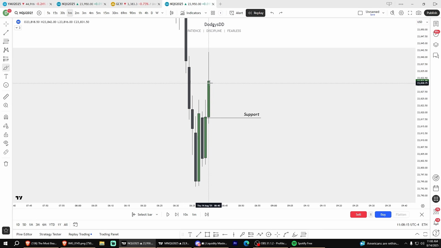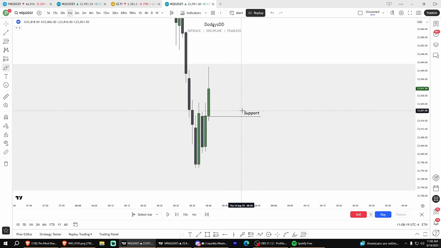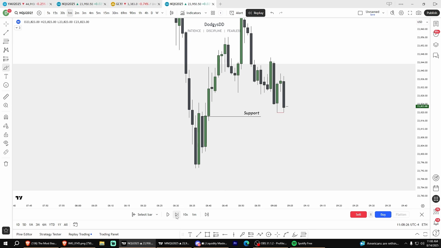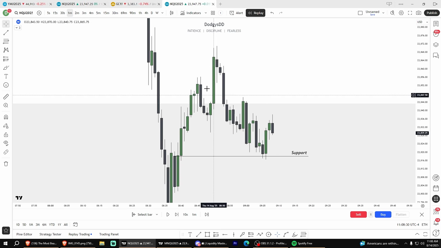Sometimes we go like this, sometimes we go like this. There's no way of telling. Most times, it's not a great draw on liquidity. Now, in this situation, do we end up ever retracing to the order block? Yes, we do, down here. But we retrace after a bunch of BS happened.